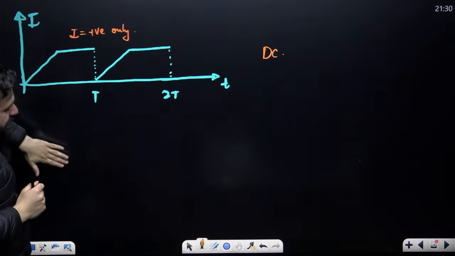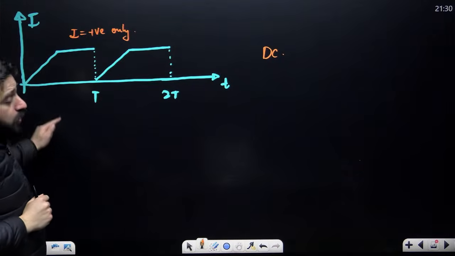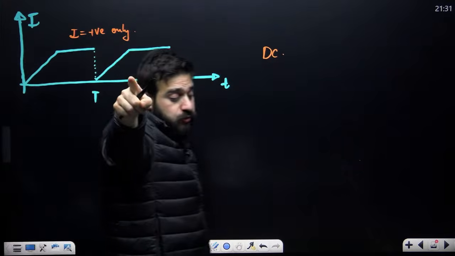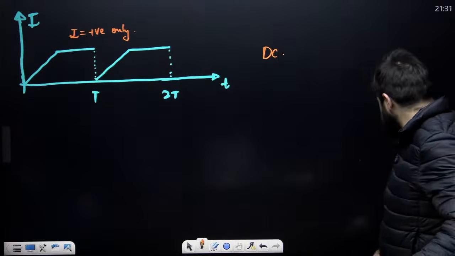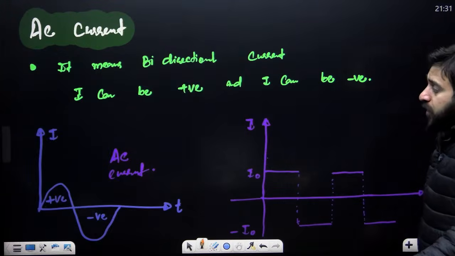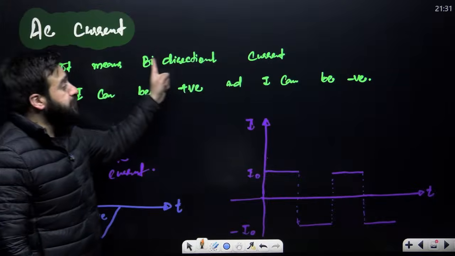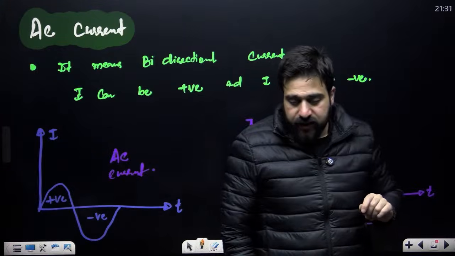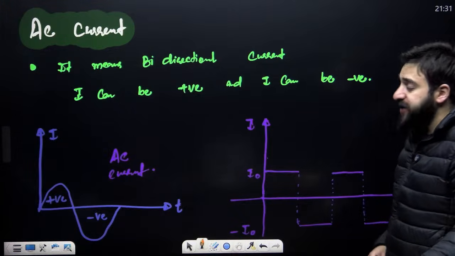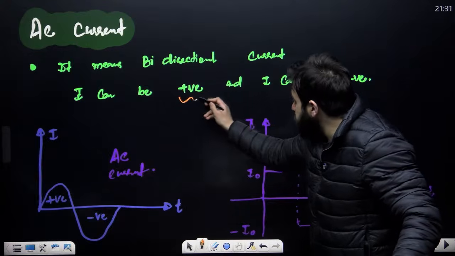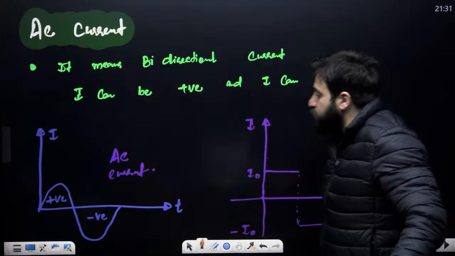If you make the graph from the lower side also, then the direction of the current changes. Then the current becomes negative. So this is a direct current. And when it comes to the alternating current, what does alternating current mean? It means a bidirectional current. This alternating current will have two directions. It can be positive, it can be negative.